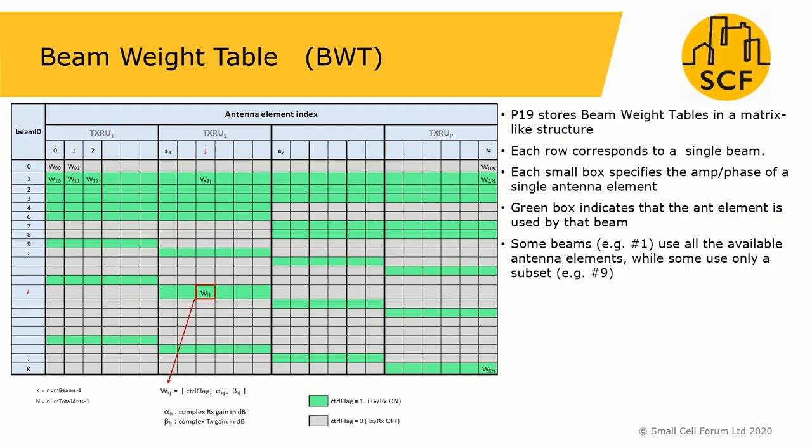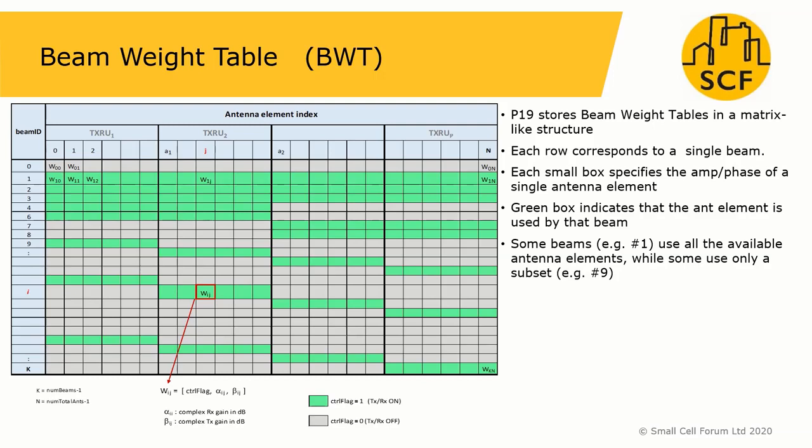In this picture, we assume that the analog beamforming unit has n antenna elements whose amplitude and phases are represented by the complex variable Wij, which is highlighted in the red box. Boxes in green color indicate an antenna element that is used by the beam, while conversely, a gray box indicates an antenna element that is not used by that beam. Beams are not required to use all antenna resources.